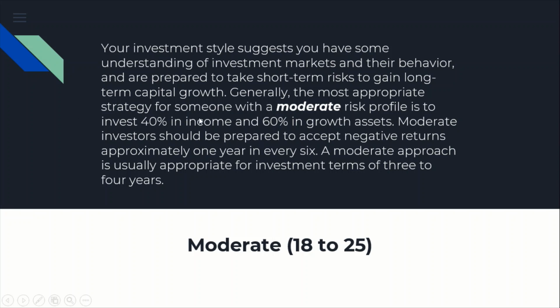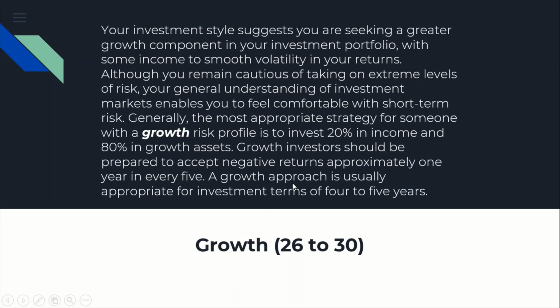So, yung probable losses mo dun sa 60% in growth assets can be covered by your 40% income. Okay? So, pwede na rin. Saktong-sakto. Kumbaga, ito yung pinaka-ideal lang. Moderate. Okay?